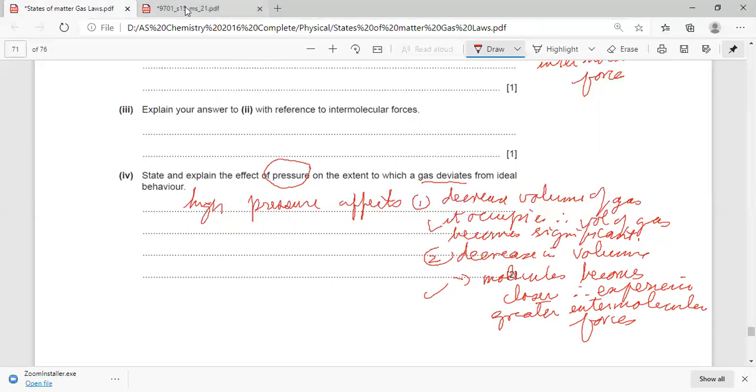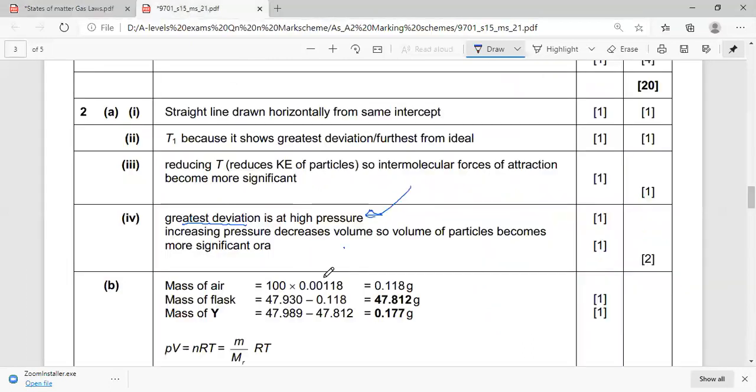Now, here, look at what they say here. Okay? Increase in pressure decreases the volume. Right now. So the volume of particles becomes more significant. Right? So, but they didn't talk about the intermolecular forces because here they already mentioned. So they won't give double mark. But you can say it because it's true. Right? So here, see in exams, they won't give extra mark for something you said in the beginning.